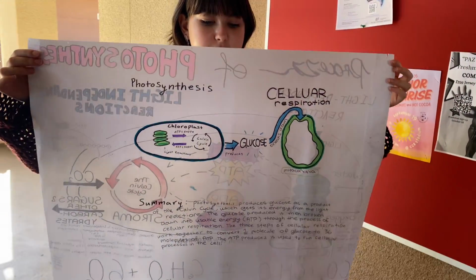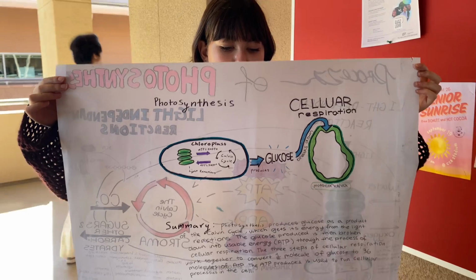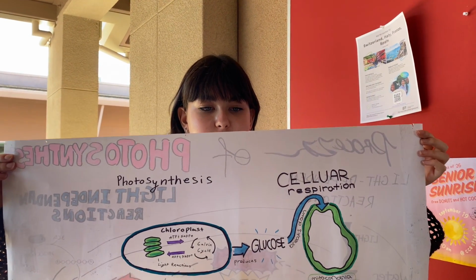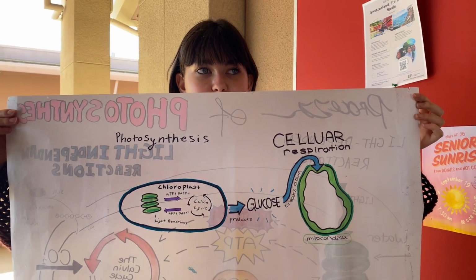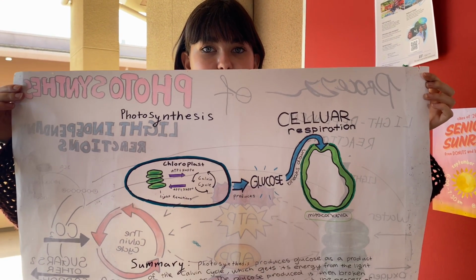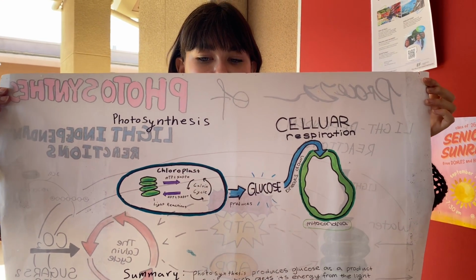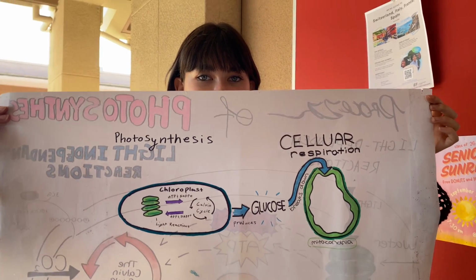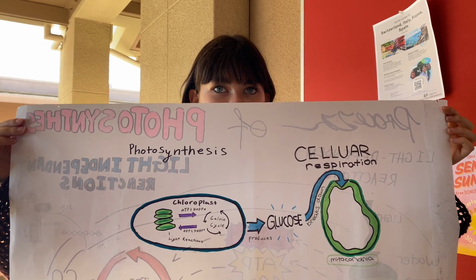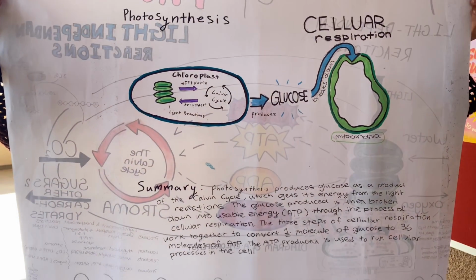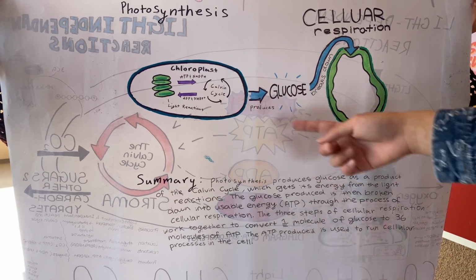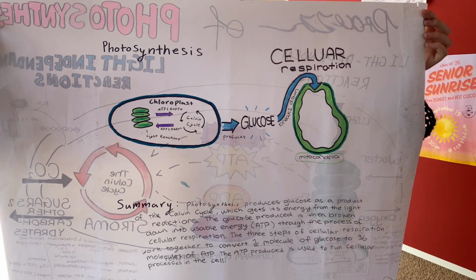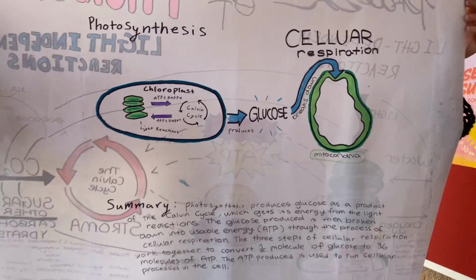So a summary of how energy flows between these 2 processes is photosynthesis produces glucose as a byproduct of the Calvin cycle, which gets its energy from the light reactions. The glucose produced is then broken down into usable energy, or ATP, through the process of cellular respiration. All 3 steps of cellular respiration work together to convert 1 molecule of glucose to 36 molecules of ATP. The ATP produced is used to run cellular processes in the cell, and that's a diagram.